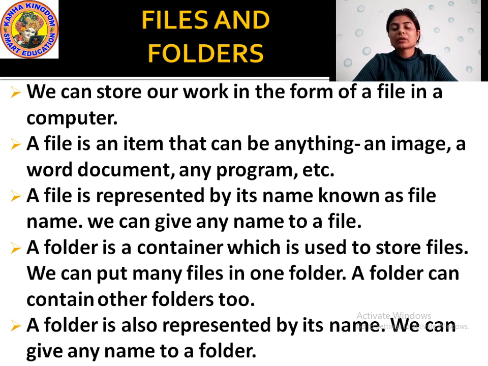We can make many files in a folder. Okay, it is written, see, we can store our work in the form of a file in a computer. Whatever work we do, we can store it in the form of a file. Point number 2, a file is an item that can be anything: an image, a Word document, any program. Images also, then your worksheets also, any program, any document. Then a file is represented by its name, known as the file name. We can give any name to a file and save it by that name.